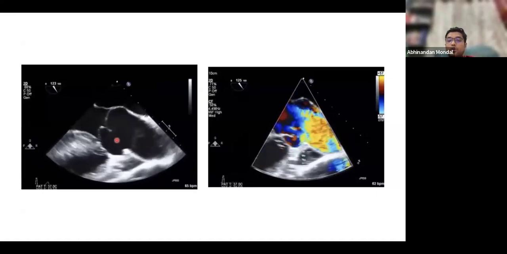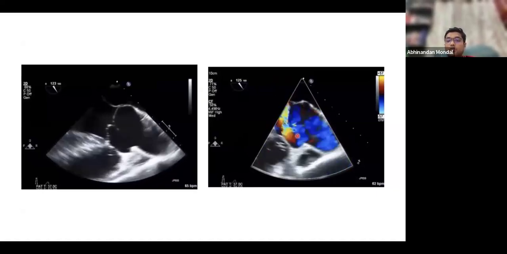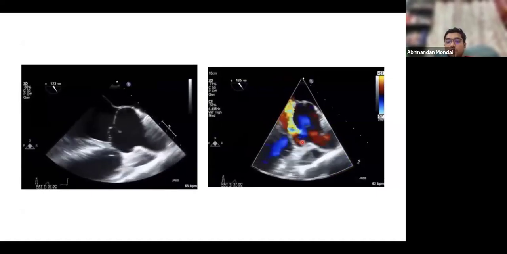And also there is a poor, you can see over here, there is no formation of PISA also. Proper formation of PISA is not formed over here.